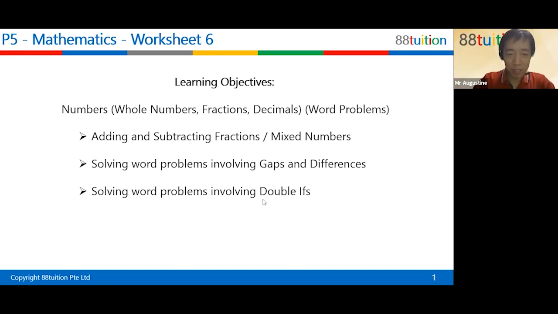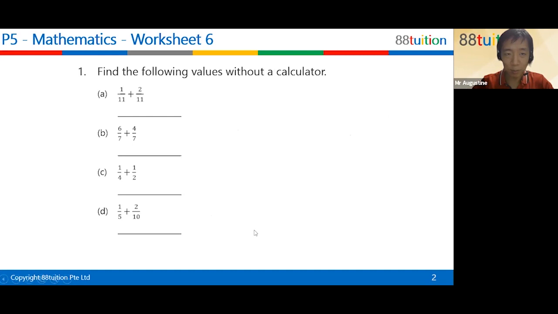Anyway, welcome everybody back. Today we'll be looking at more fractions. In particular, we'll be checking out some solving strategies that involve what we call gaps and difference, and some techniques and strategies on how to deal with them. But let's start with some short questions first. We always start with some short questions first.